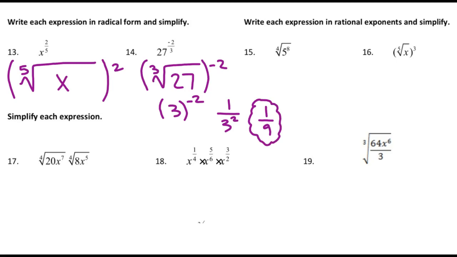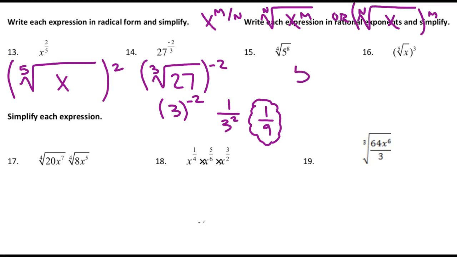All right, going in the other direction, radical form to exponent form, the rule that we use is, if you have x to the m over n, that is the nth root of x to the m, or you can write it this way, the nth root of x to the m, like that. So the denominator is 4, so this is going to be the same as 5 to the 8 over 4, which is 5 squared, which is 25. So that's just another way of saying 25.